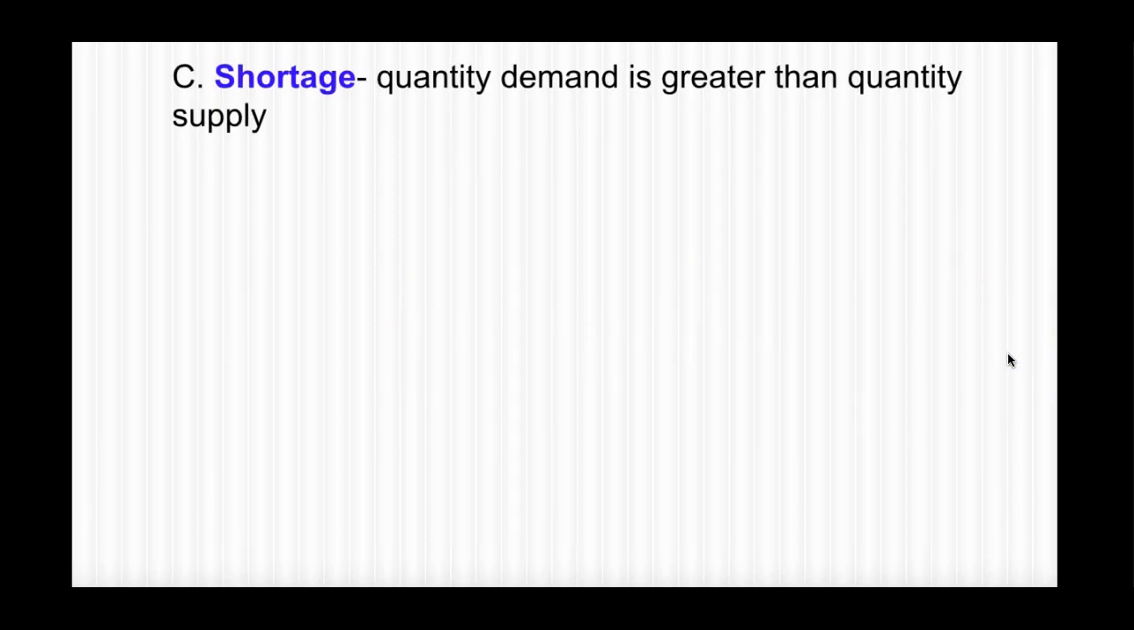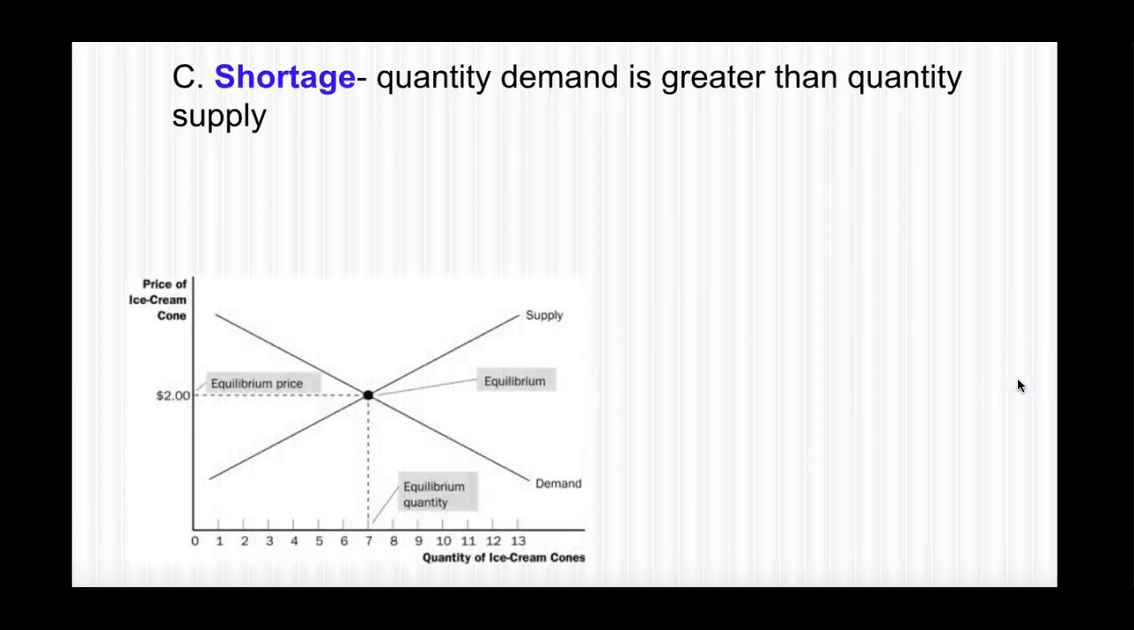What the opposite of a surplus is, is a shortage. A shortage is when the quantity demanded is greater than the quantity supplied. So this means that we have a lot of people out there that want this product, but producers aren't really willing to offer a whole lot of product out there. Okay? So what does this look like on our graph?